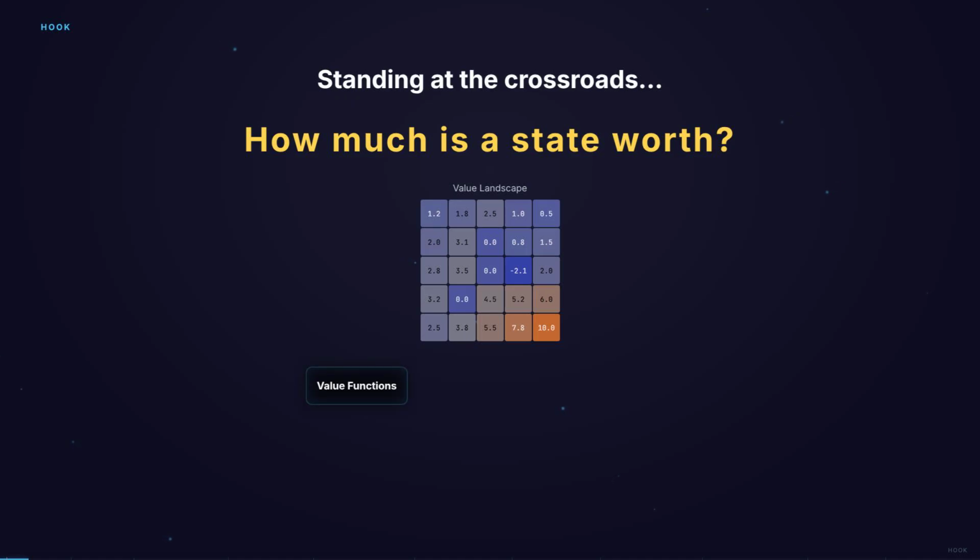In this episode, we'll answer the question that Episode 2 left open. How much is a state worth? We'll define two functions, V of S and Q of S, A, that assign a precise value to every state and every action. Then, we'll derive the Bellman equation, the recursive relationship that ties these values together and makes every RL algorithm possible.